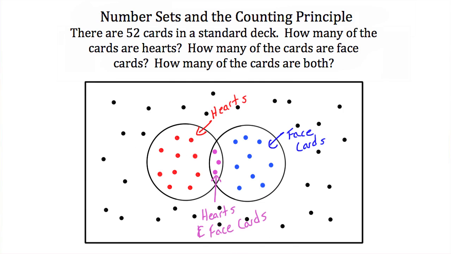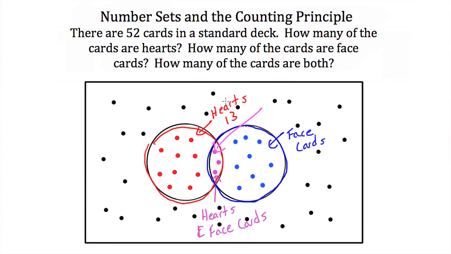Now there are 13 hearts, and every point inside this circle here is a heart. There are 12 face cards, and every point inside this circle is a face card. Now you'll notice that these 3 points in the center are actually in both circles. That's why those are the cards that are hearts and face cards, because they're in the heart circle and they're in the face card circle.